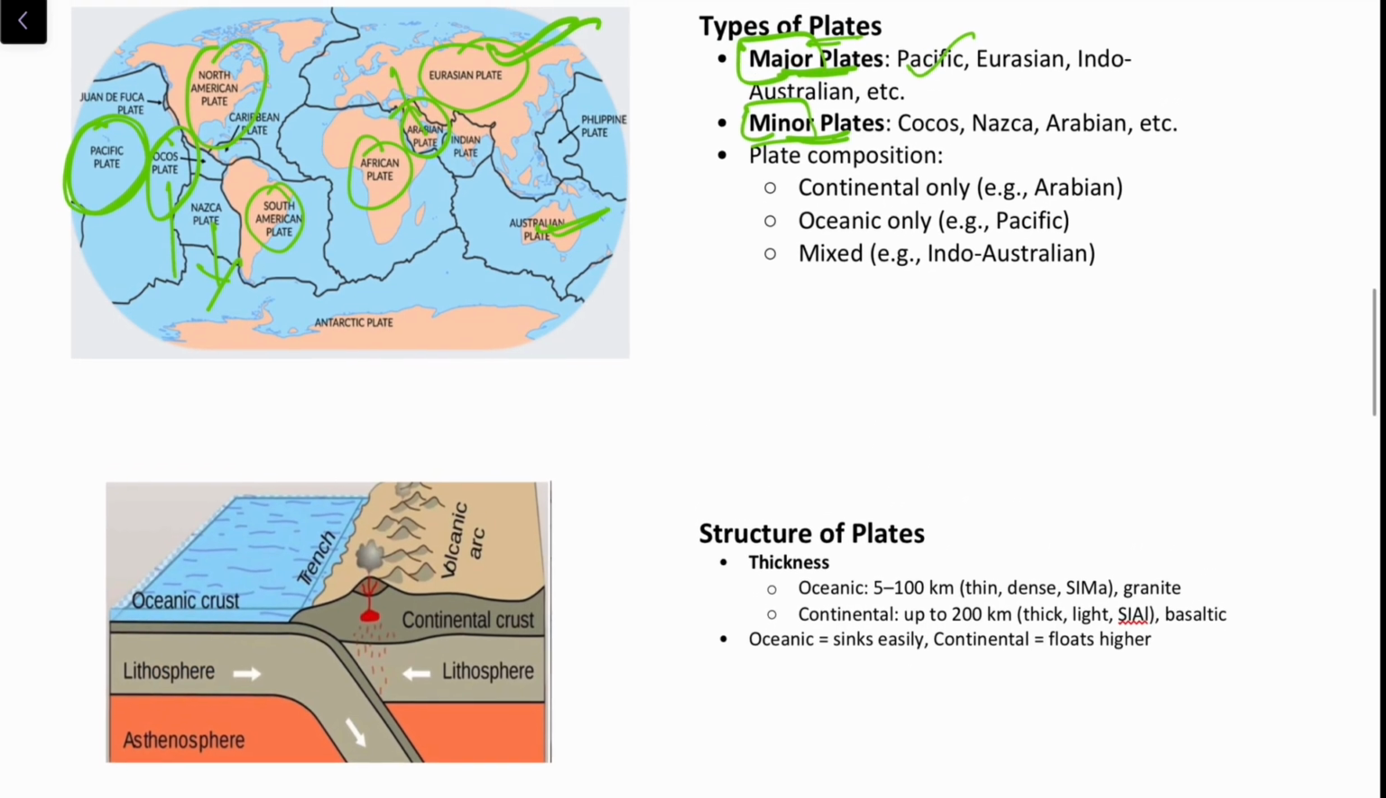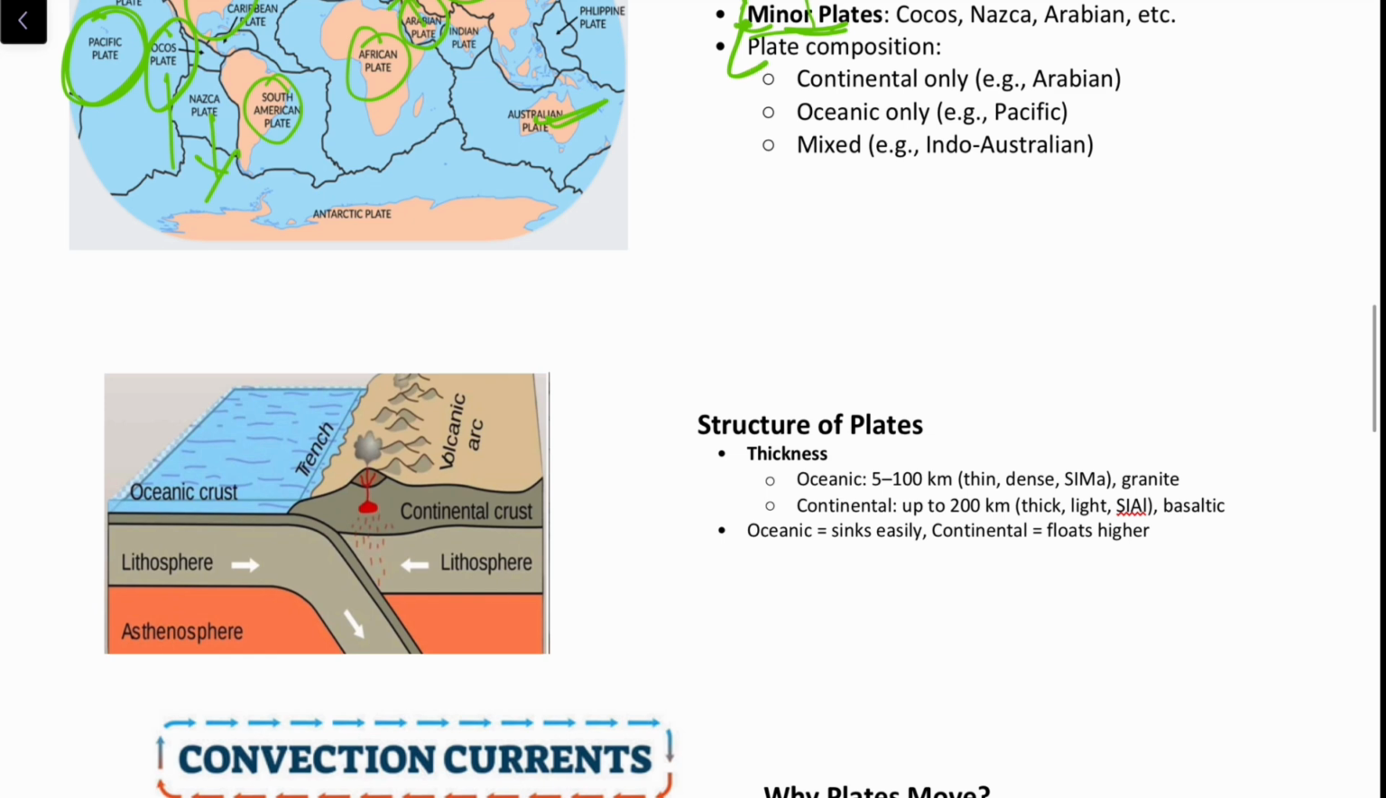And what is the composition of the plates? The plates can be divided into continental plates or oceanic plates, or mixed plates. Continental plates means we can see here, right? There are no oceans present on it, that is the continental plate, and the oceanic plates are where the crust has the oceans on it, that is the oceanic crust.